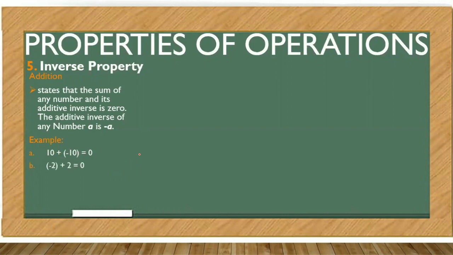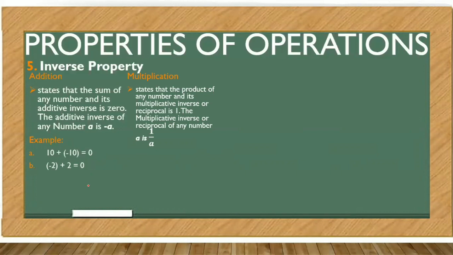Another example, negative 2. What is the inverse of negative 2? Positive 2. So, negative 2 plus 2 is equal to 0. They are the same in value, so our answer is 0. Alright? So, that is the addition inverse property. Next, multiplication inverse property.